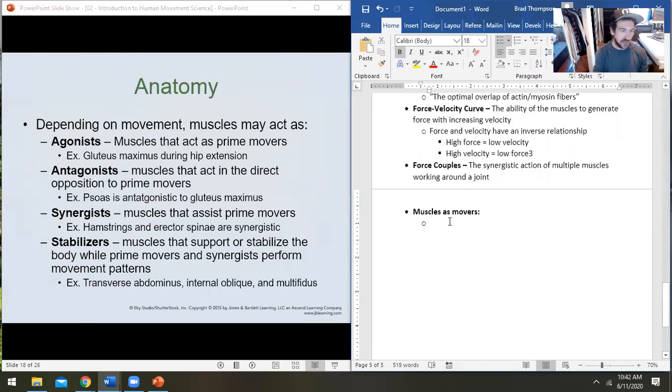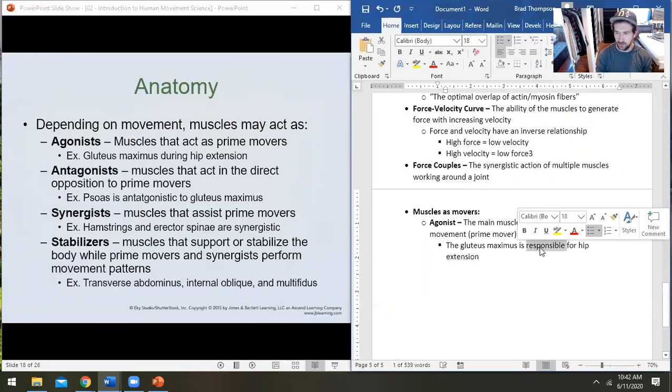You get an agonist, right? The main muscle responsible for a particular movement. It is the prime mover. What did I do wrong? I probably doubled up. So, classic example, the gluteus maximus is responsible for hip extension. Actually, not responsible, let's say is the prime mover.